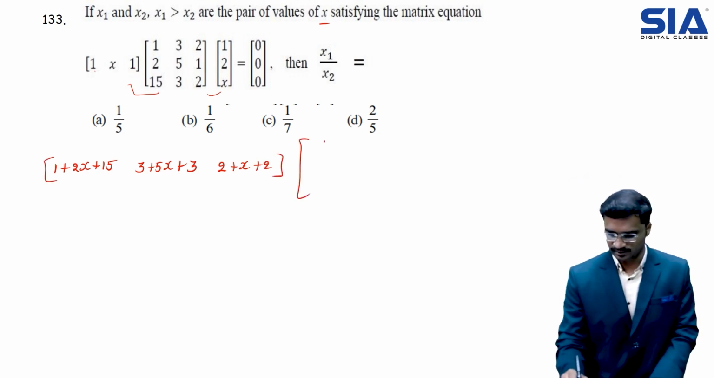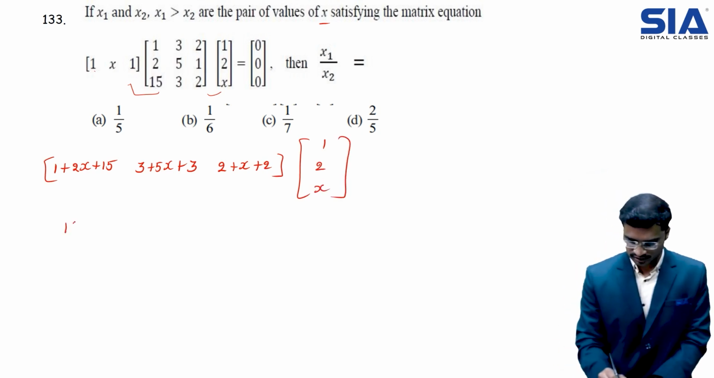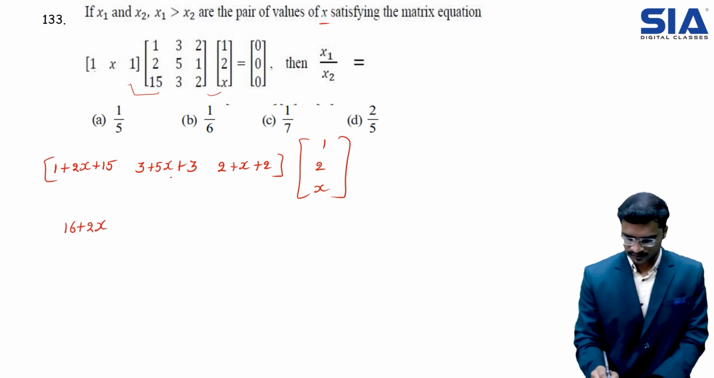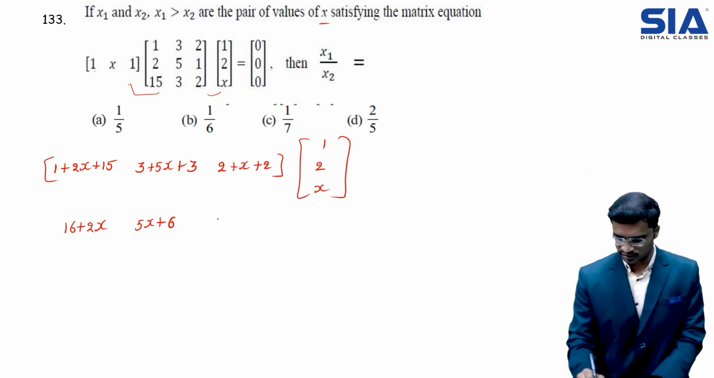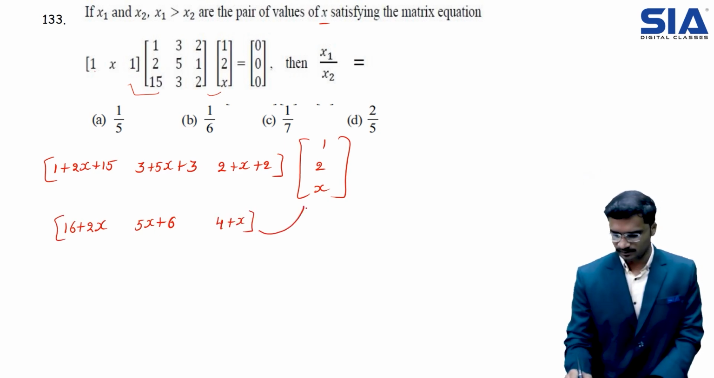Then I have to multiply this matrix with 1 2x. Now this value is 16 plus 2x. This value is 5x plus 6. This value is 4x plus x. So this matrix should be multiplied with this matrix.